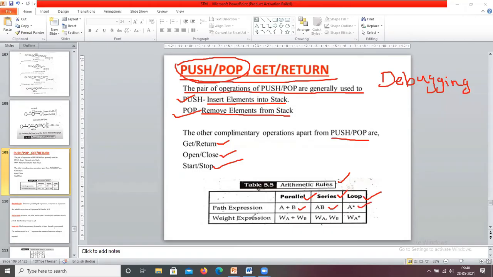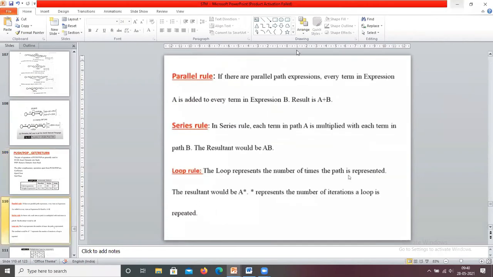Coming to weight expressions, this is the weight WA plus WB, WA into WB, and WA star. Okay. Now we see the parallel rule. So the parallel rule is nothing but, let us assume, these are the two nodes. If it is like this, with any two links, two links is enough, we call these parallel links.